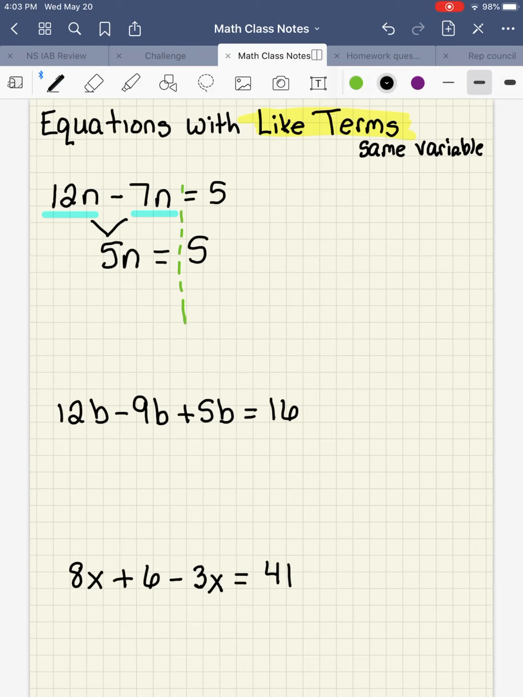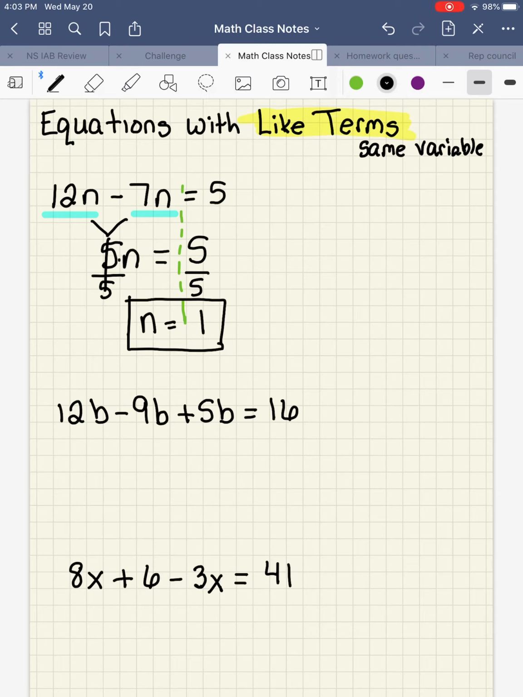Okay, so we have 5n equals 5, and then this just goes back to the steps on equation solving. I want to get rid of that 5. The opposite of multiplying by 5 is to divide by 5. Divide by 5 on both sides of the equation. 5 divided by 5 is 1. 1 times n leaves the n. 5 divided by 5 on this side is also 1, but that's the solution. So n is equal to 1. We could plug it back in and check it if we wanted to.